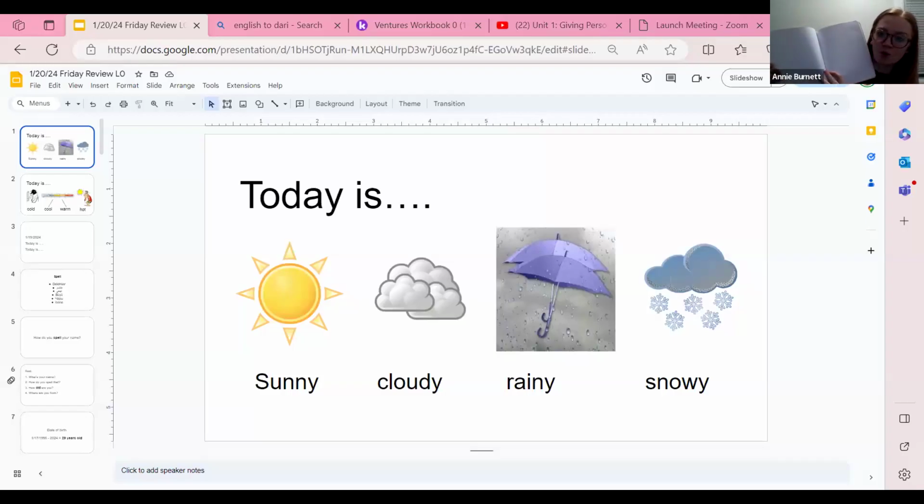Today for class, you need a notebook, a pencil, your student book, and your workbook. Okay, please open your notebook and write.